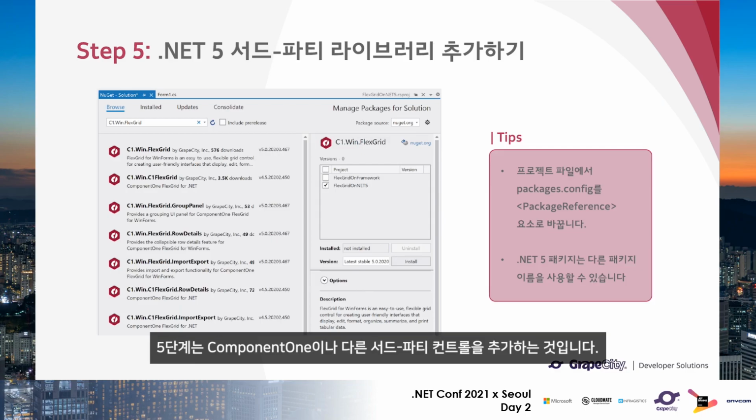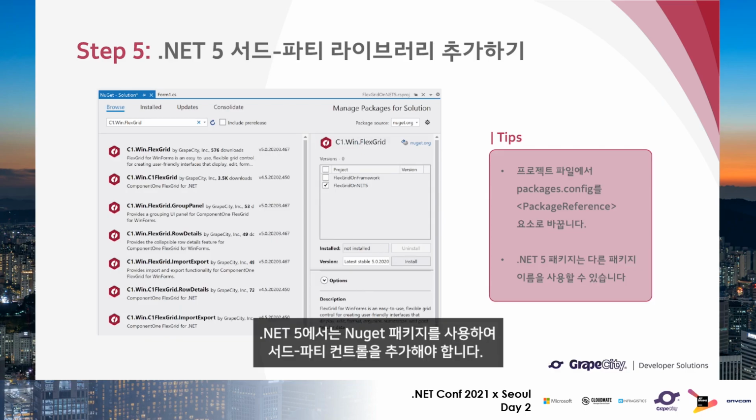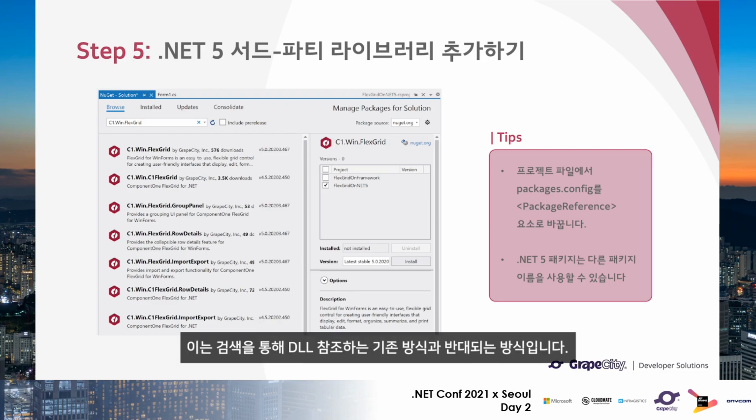Step 5 is to add the ComponentOne or any other third-party controls to your project. Since .NET 5 uses NuGet packages, you'll need to add them that way, as opposed to the old way of browsing to a DLL. You'll want to pay attention and notice if the names of the packages you install are different from the previous versions.